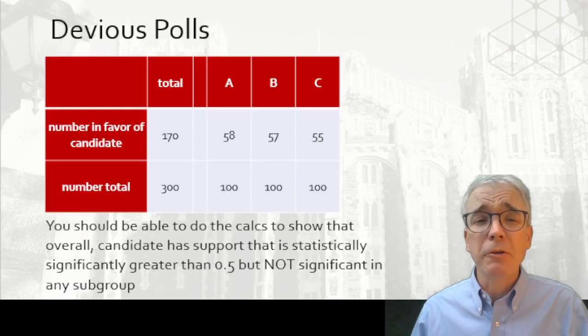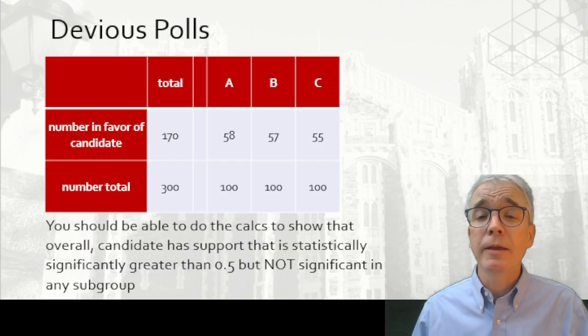Now you should be able to work out this apparent puzzle here, what I've called a devious poll. Overall, if I look at just the total sample, I can see the support in favor of some candidate is 170 people out of 300, and that is statistically different from 0 at the 5% value. But if I have 3 subgroups, maybe people in neighborhood A, neighborhood B, neighborhood C, then none of the individual subsamples are statistically significant.